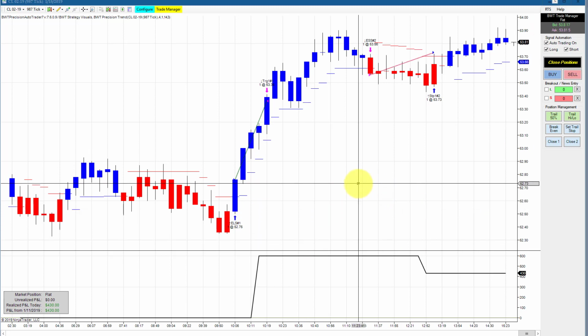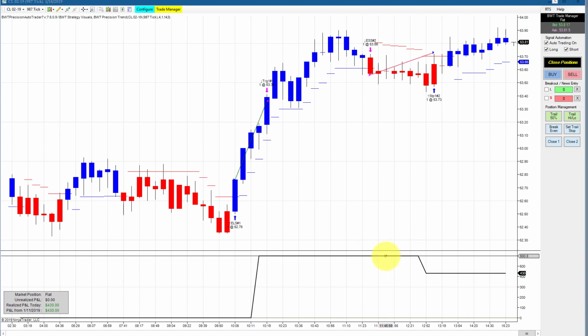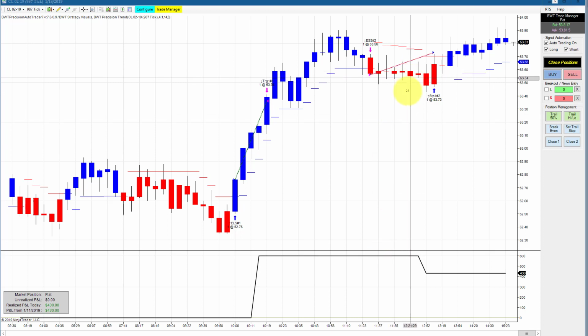Okay, a modest gain on the crude oil 987 tick chart of $430, and the equity high here was about 600 or so, and then had a small loser here, and we settled in at 430 for the day.